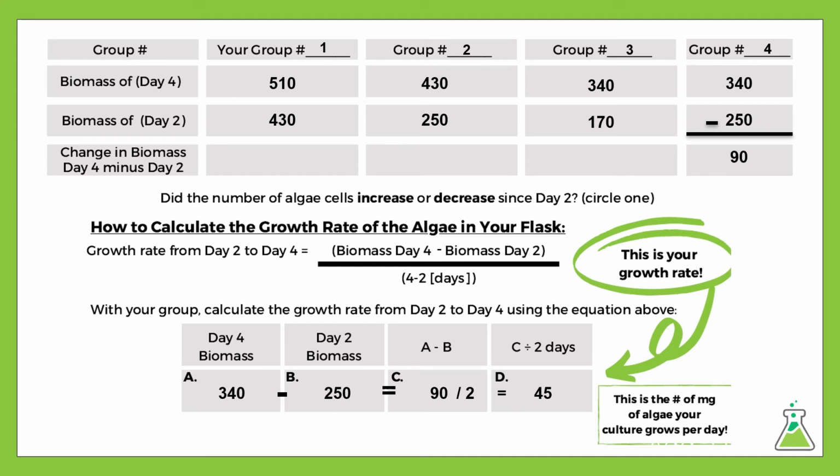And so to put that into perspective, this means that your algae culture is increasing its biomass, or my culture, I guess, not yours, is increasing its biomass by 40 milligrams of algae per liter per day. And so phycologists are going to use this growth rate to determine just how often they might need to harvest their algae ponds. And this also helps them determine how much algae they're actually going to be cultivating on a given day.